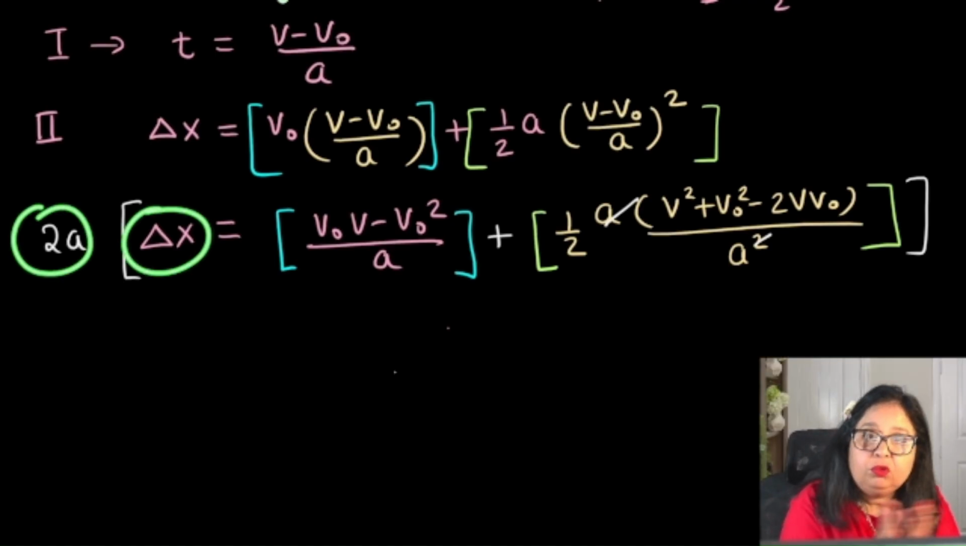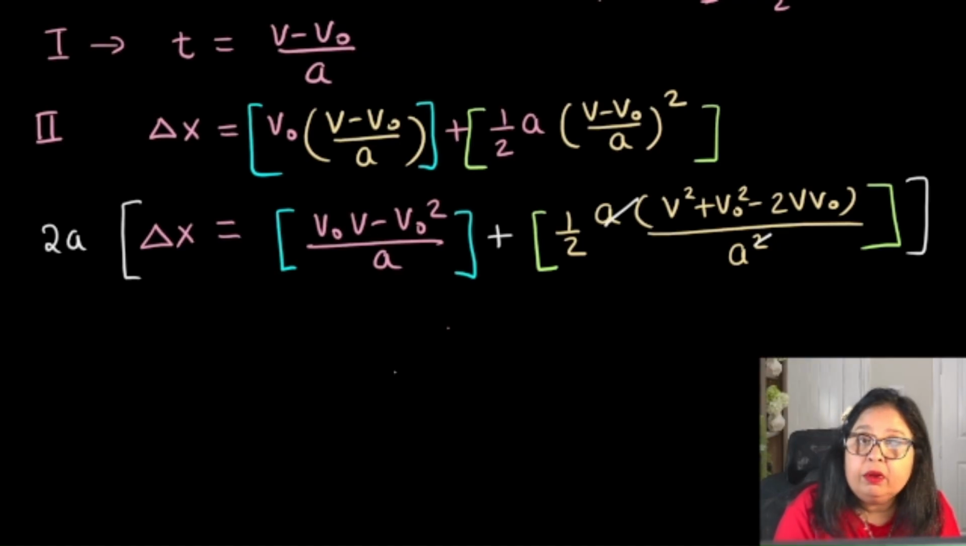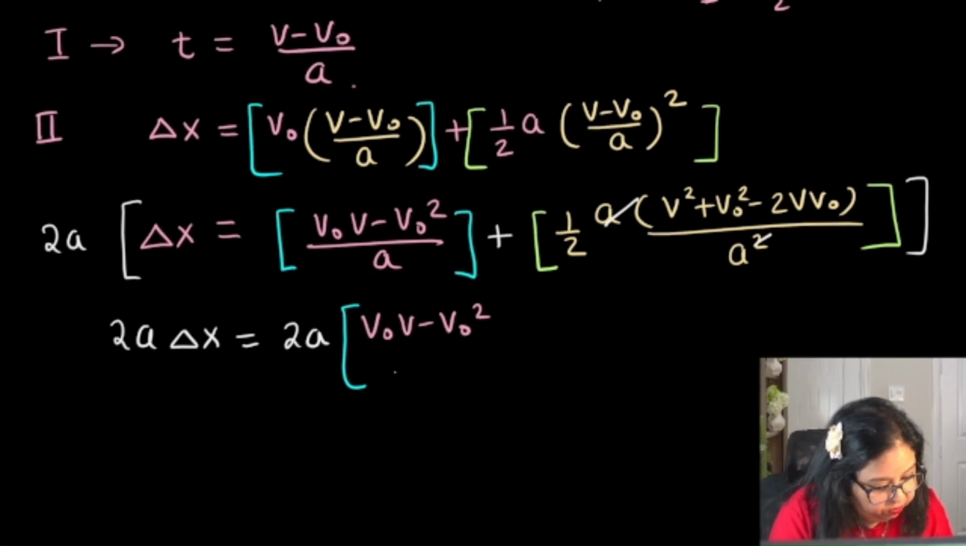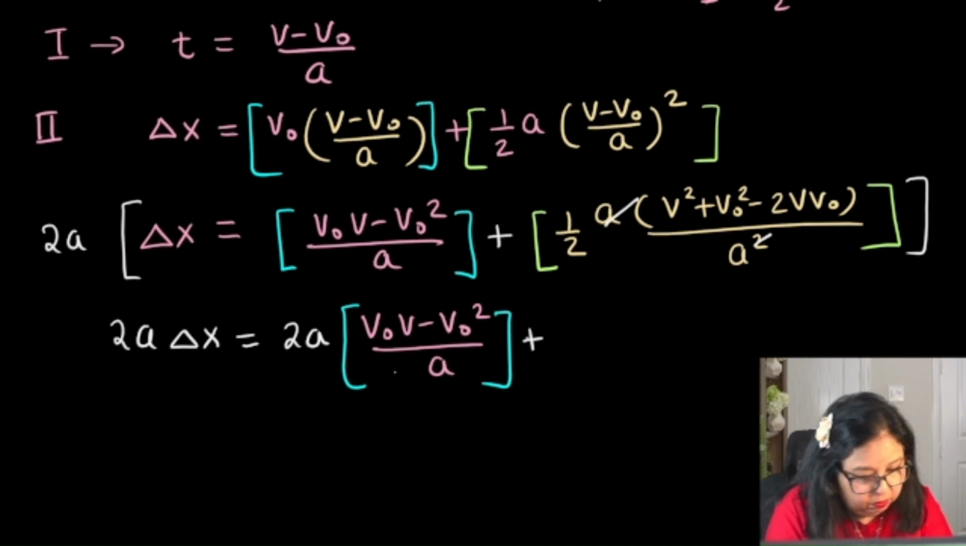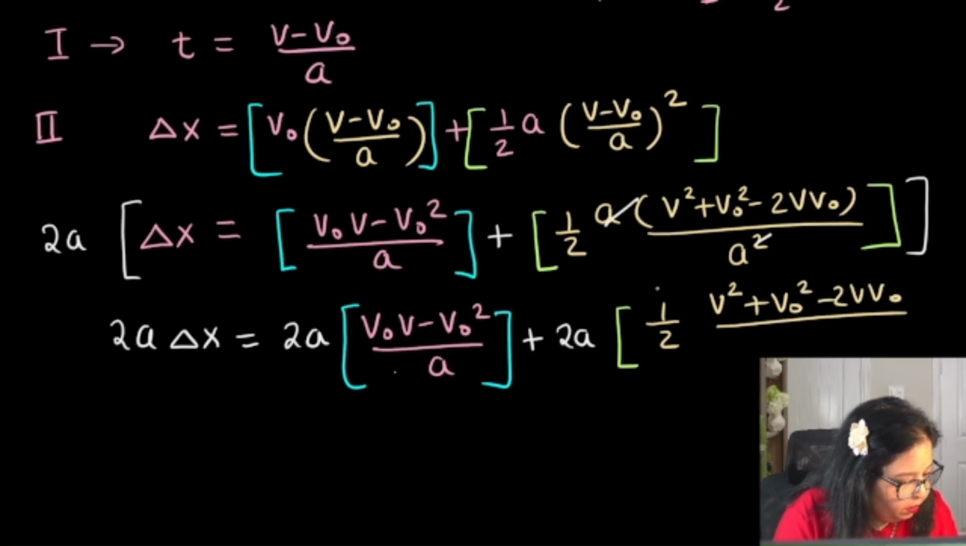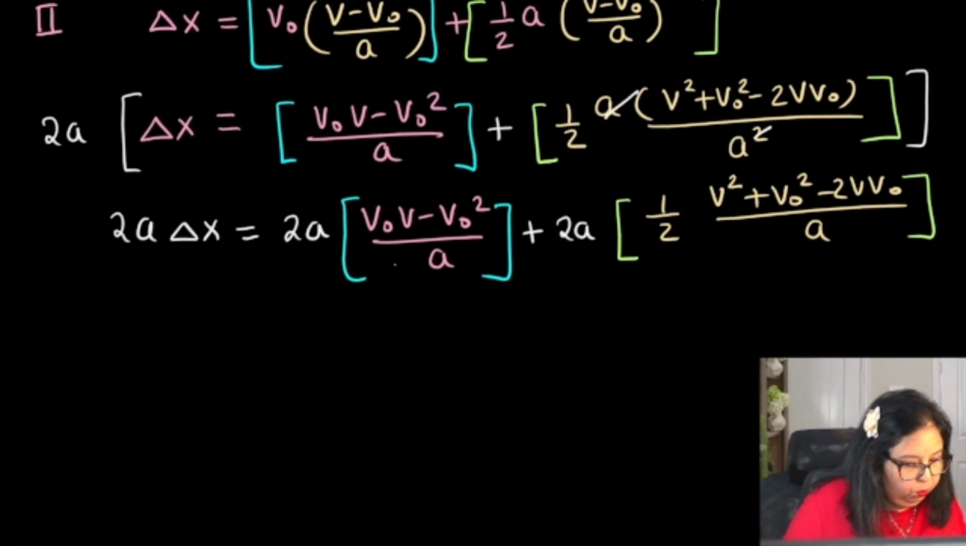2a delta x together in one term. And that's what we want in our final equation. So we get 2a delta x equals 2a, blue parentheses, v naught times (v minus v naught) squared divided by a, blue parentheses close, plus, again we have 2a, green parentheses, 1/2 times (v squared plus v naught squared minus 2v v naught) divided by a. Green parentheses close. What do we have now?